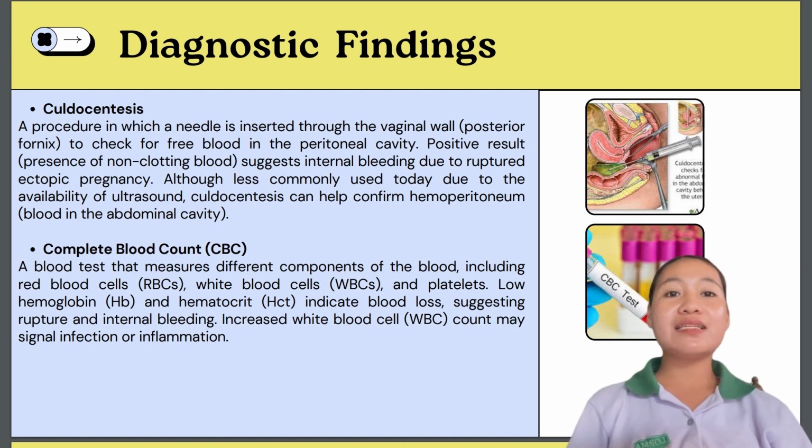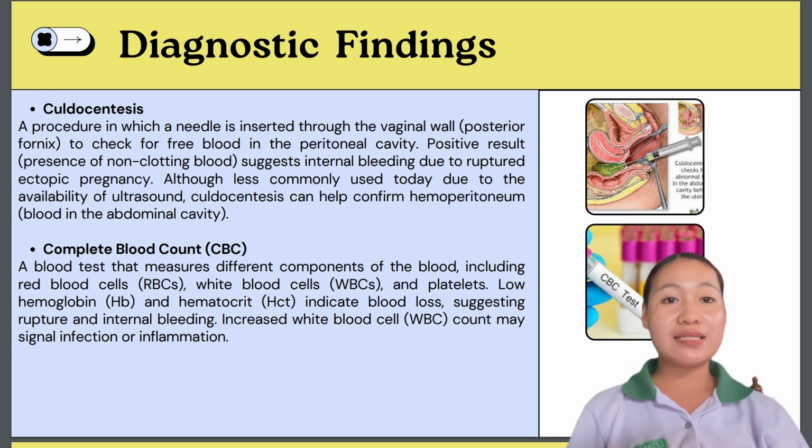And lastly is the complete blood count. A blood test measures different components of blood, including red blood cells, white blood cells, and platelets. Low hemoglobin and hematocrit indicate blood loss, suggesting a rupture and internal bleeding. Increased white blood cell count may signal infection or inflammation.